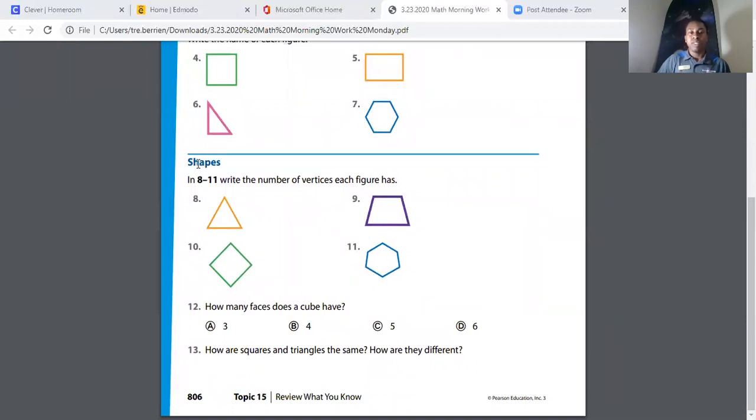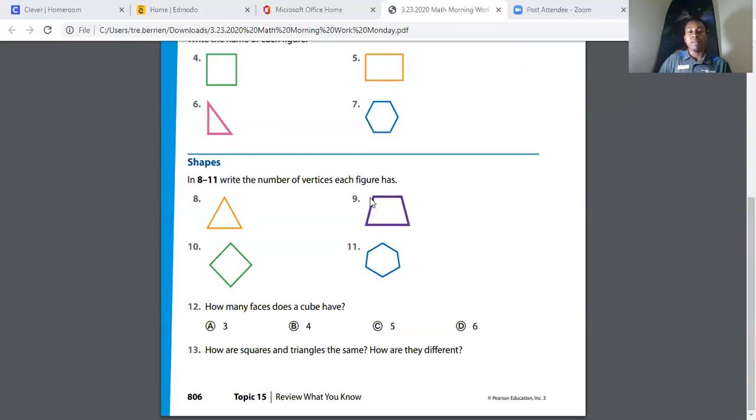Last section, shapes. In 8 through 11, write the number of vertices each figure has. It's important that we remember that vertices are where the edges meet. So that is the points on a shape. When the edges meet, those are also the points on a shape. So looking at number 8, we need to count the number of vertices. So 1, 2, 3. Now we know how many vertices it has. We write 3 vertices for number 8.